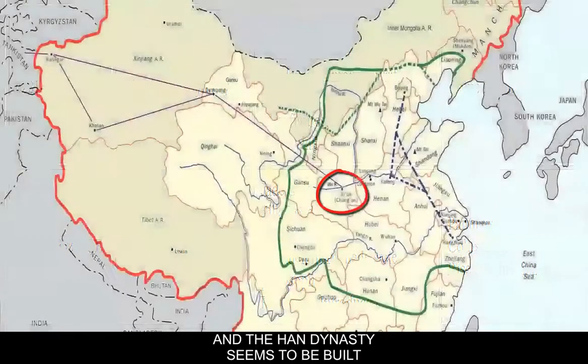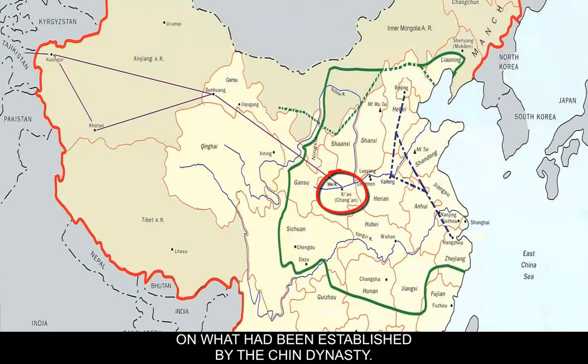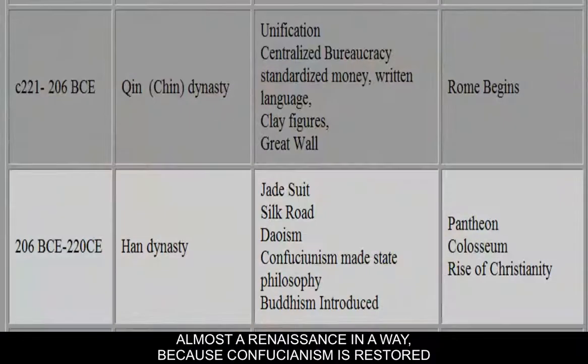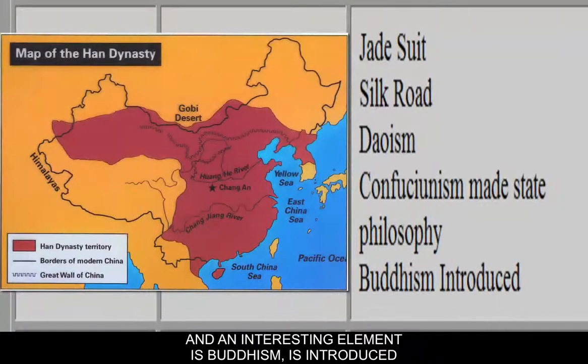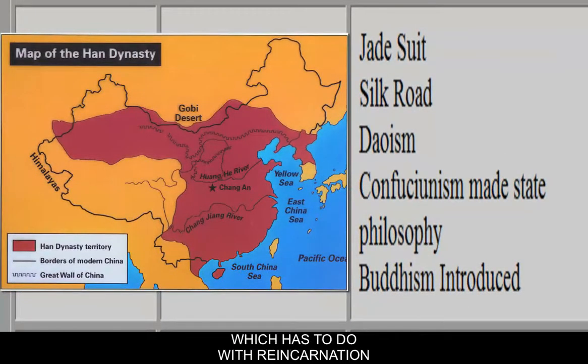The Han Dynasty seems to be built on what had been established by the Qin Dynasty. It seems to be an age of enlightenment, almost a renaissance in a way, because Confucianism is restored. And an interesting element is Buddhism is introduced, which has to do with reincarnation and with a sort of enlightened point of view. And that ties in with Taoism a little bit.